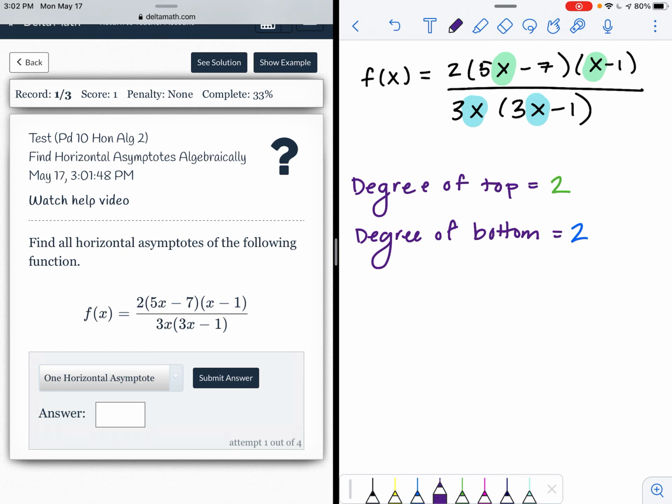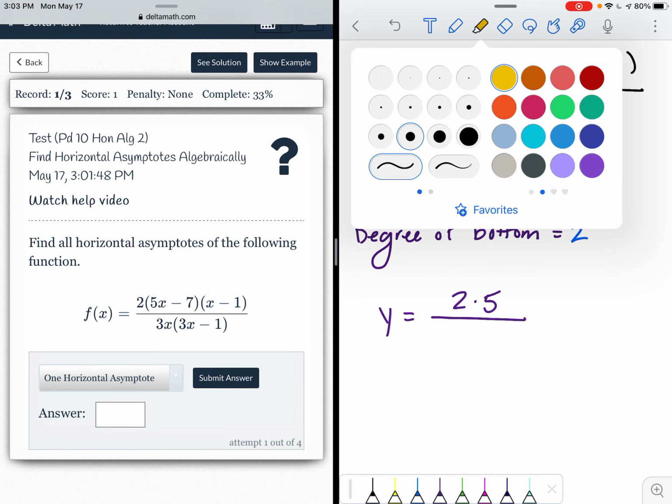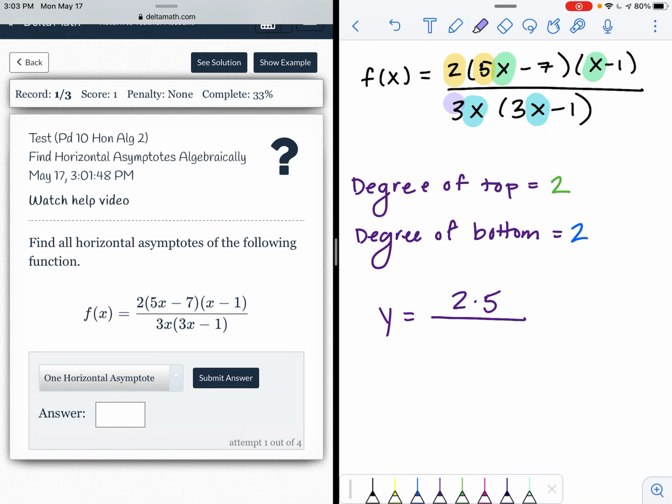So again, we have matching degrees. So my horizontal asymptote is going to be y equals the ratio of the coefficients. Now this one is a little trickier to figure out. So because it's factored, if I look in the top, if I multiply the numbers in front of the x's, I get a 5, but there's also a 2 out here. So this is 2 times 5 in the top.